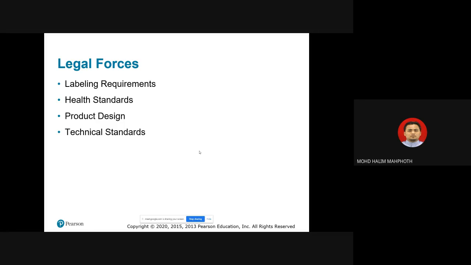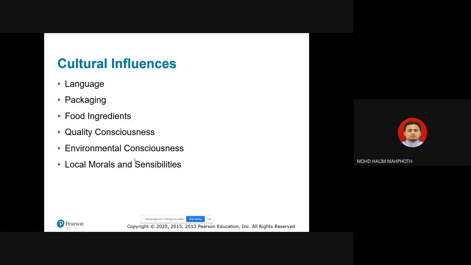And technical standards. You have to make sure that usually for electrical parts, they have to show the level of voltage. That should be spelled out on the label, to make sure that it actually follows all the legal requirements.